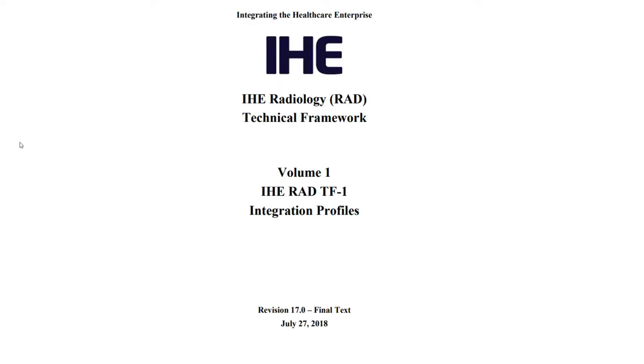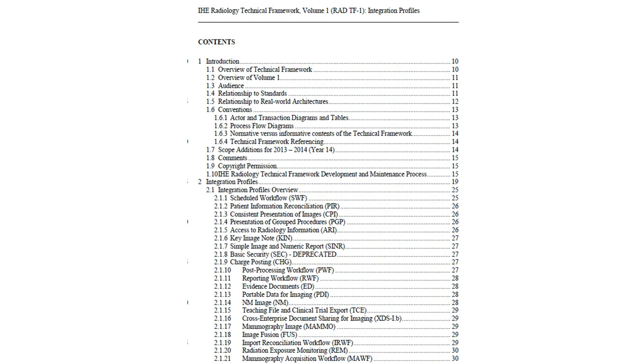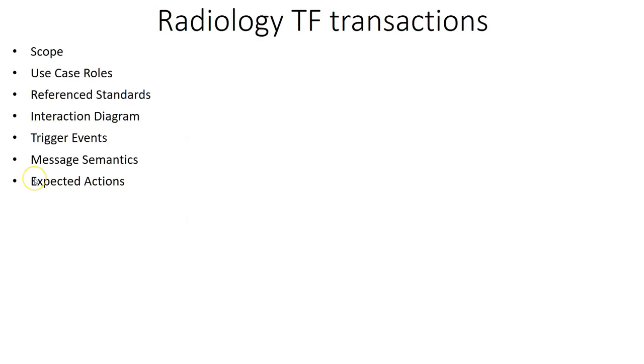This is what the cover of Volume 1 looks like. So here you can see it's the Radiology Technical Framework, starting in Volume 1, and you can see the version and when that version was adopted. This is what the contents page of Volume 1 looks like. Again, this is really just a big book, and you can see that the transactions often include the profiles that we've been talking about. The IHE Radiology Technical Framework transaction volumes have the same 7 sections. Again, this is specific to radiology, and they have the same 7 sections for all 75 transactions.